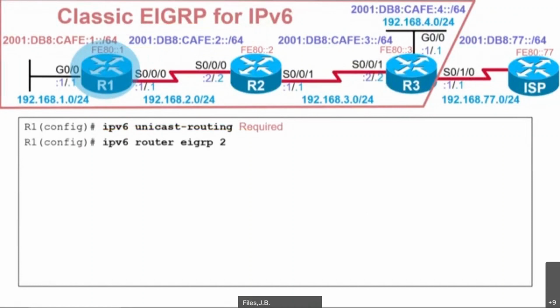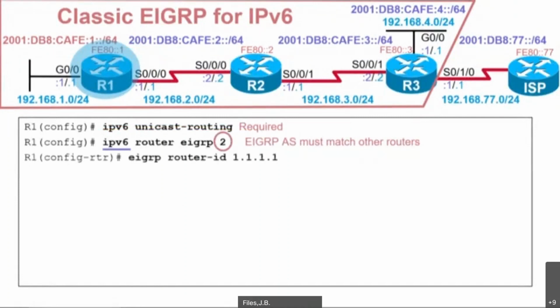We go to ipv6 router eigrp 2. So we're giving it autonomous system 2. So here we're specifying it's IPv6. The autonomous system has to match all the other routers for this to work. Okay. We give it a router ID. Notice it's the same 32-bit router ID.